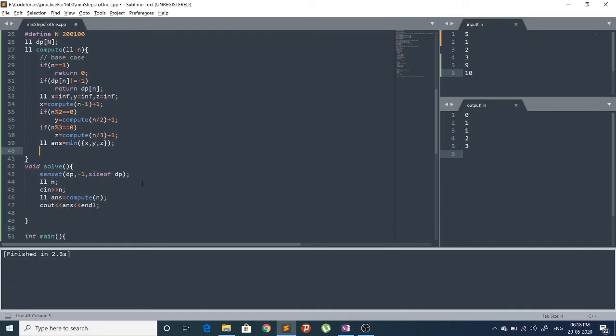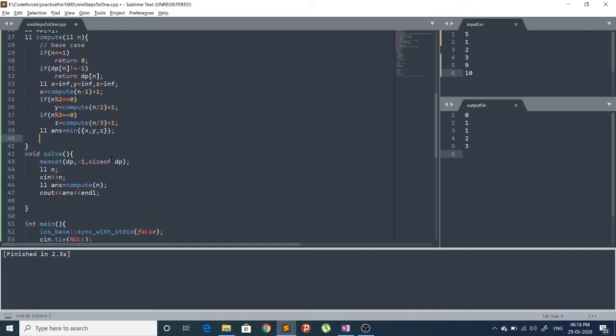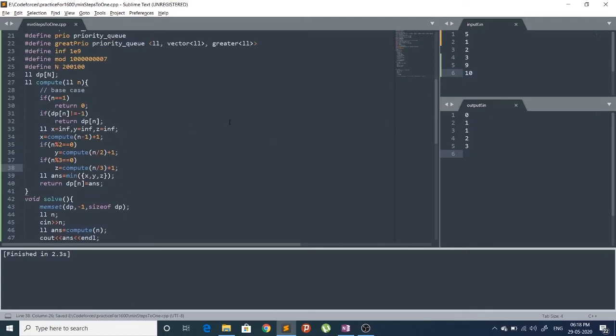I return dp of n equals answer. Okay, so let's test our solution. So we are getting the correct answer.